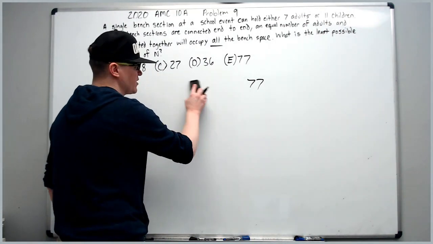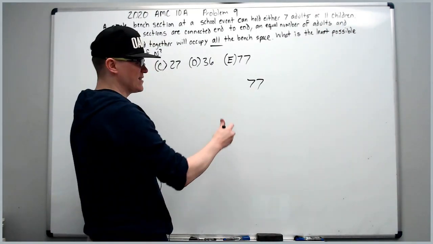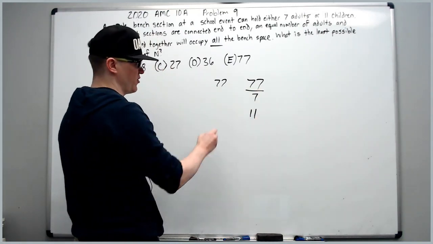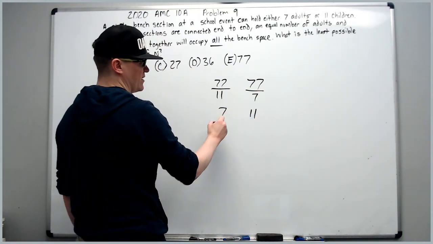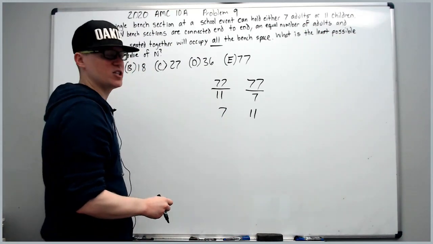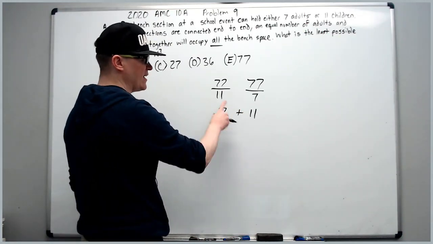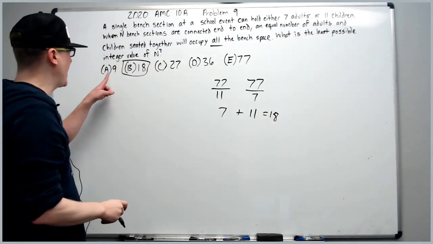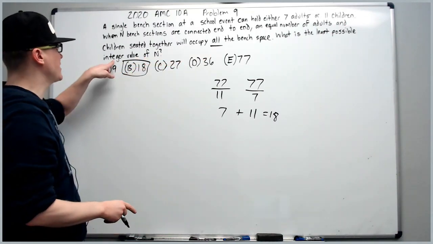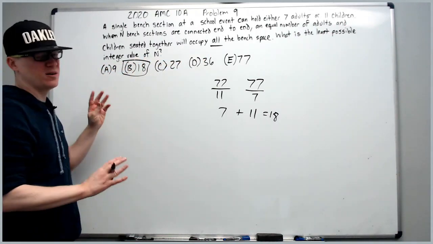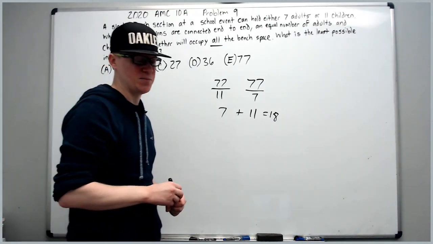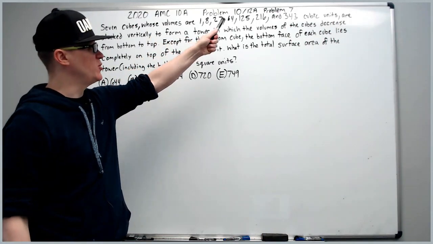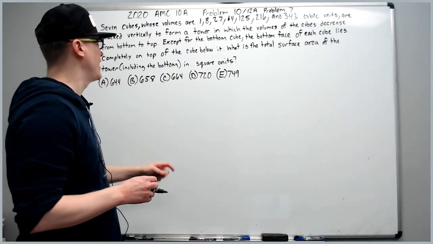Okay, so if we target 77 adults and 77 children, I simply divide by 7 to get 11 benches for the adults and divide by 11 to get 7 benches for the children. This will produce an equal number of children and adults. I do get 18. The fact that A is here and it wanted the least possible integer value of n does worry me slightly, but I think we're okay. The answer is B.